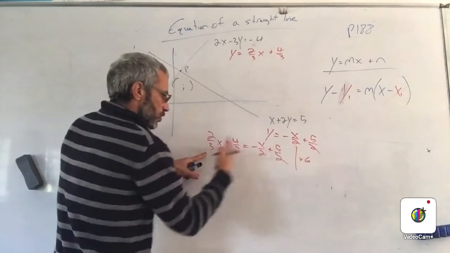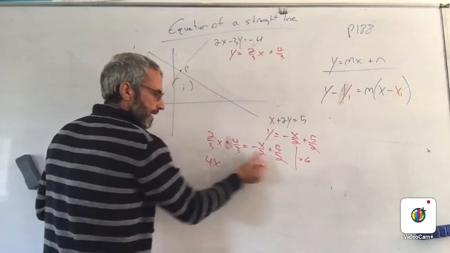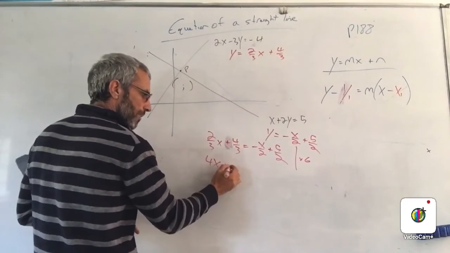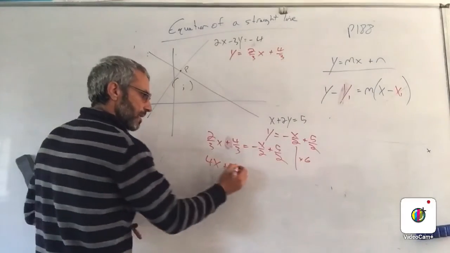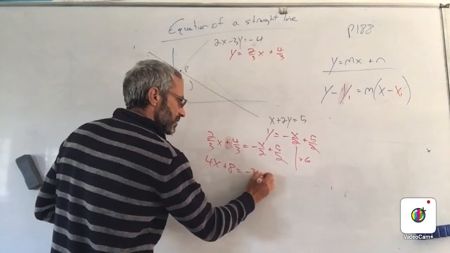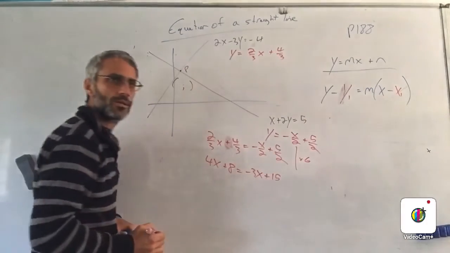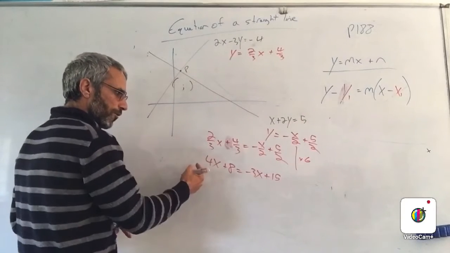So 6 over 3 is 2. 2 times 2, I'm going to have 4x. 6 divided by 3 is 2, so it will be plus 8, right? 6 over 2 is 3, so I'm going to have minus 3x. 6 over 2 is 3, plus 15. Okay? Move the 3x to this side.